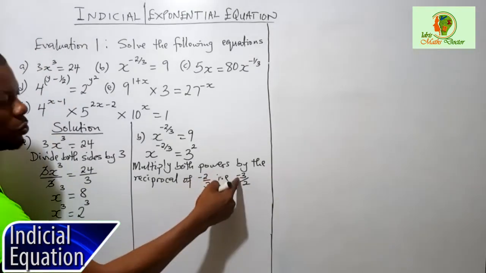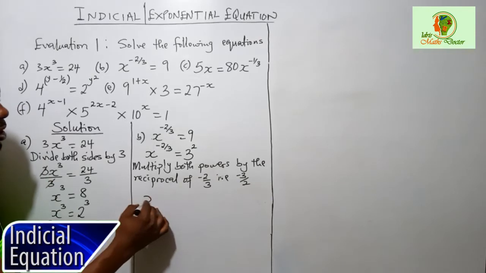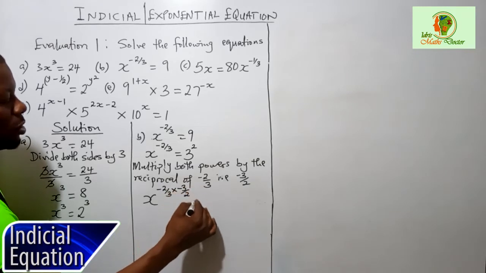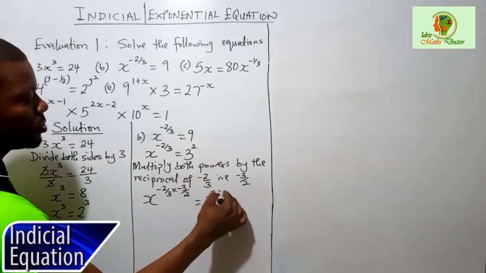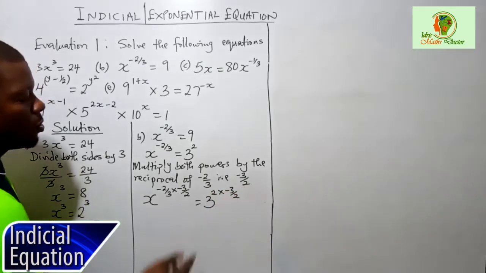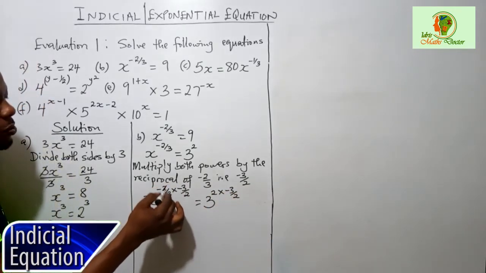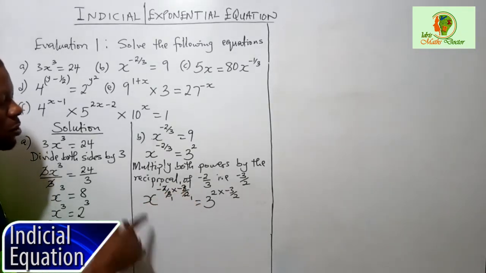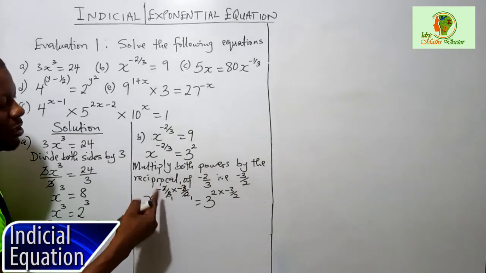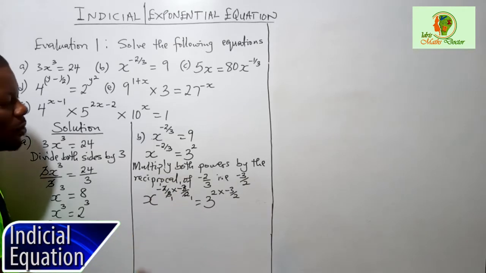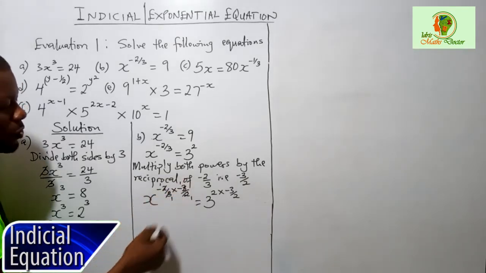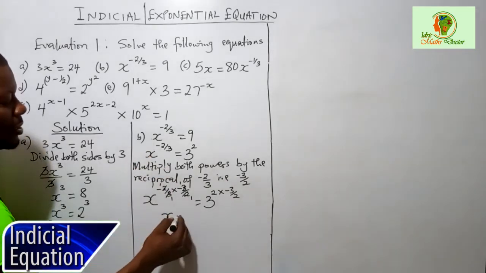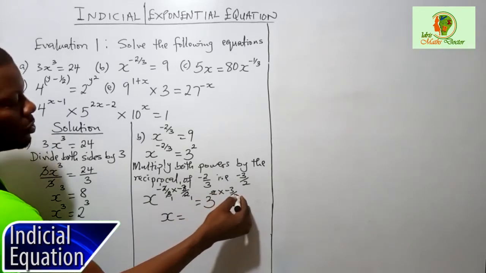If there is no minus, you remove the minus here also. So that gives us x raised to power minus 2 over 3 times minus 3 over 2 equal 3 raised to power 2 times minus 3 over 2. Multiply both powers. So you discover that here 2, here 1, 2 in here 1, 3 here 1, 3 here 1 also. Minus 1 divided by 1 is minus 1. And minus 1 multiplied by minus 1 will give us plus 1. x raised to power 1 is the same as us writing x.